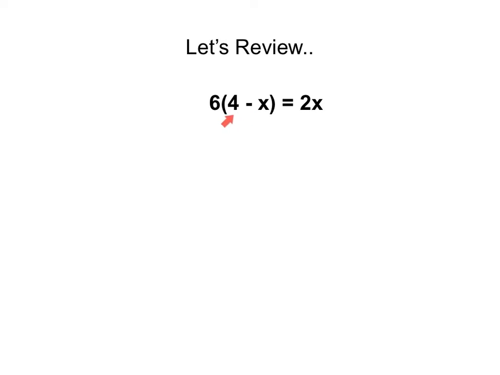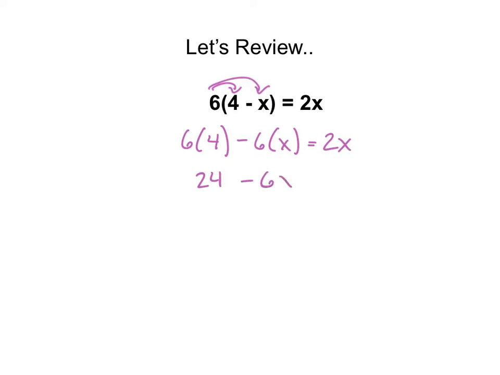The first thing I need to do is distribute this 6 to the 4 and this negative x to clear these parentheses. So I'm going to distribute the 6 to the 4 and to the negative x. So I'm going to get 6 times 4 minus 6 times x equal 2x. And when I clean it up, I get 24 minus 6x is equal to 2x.